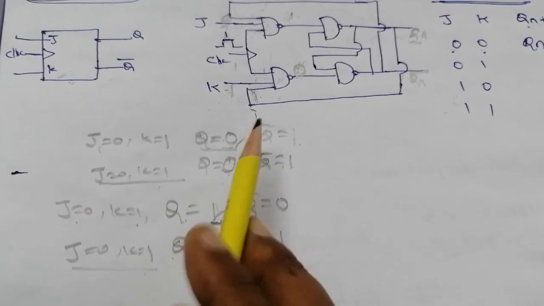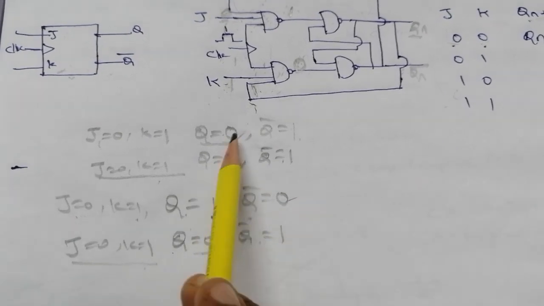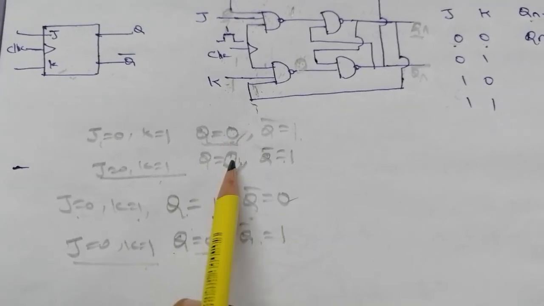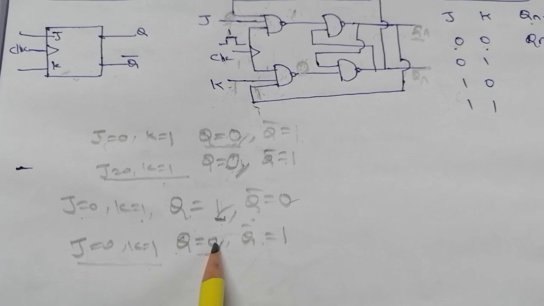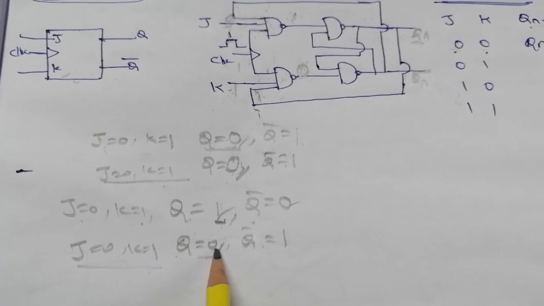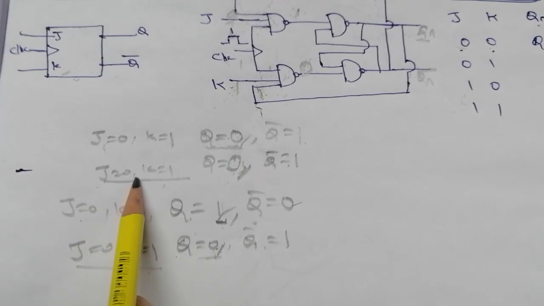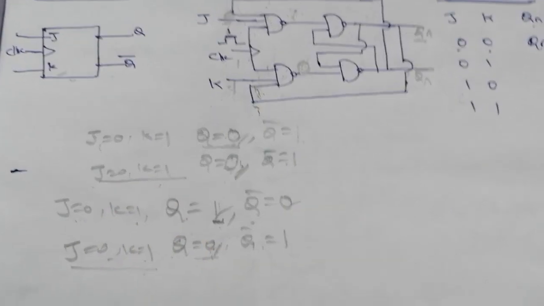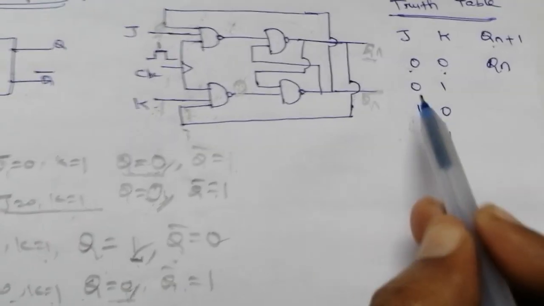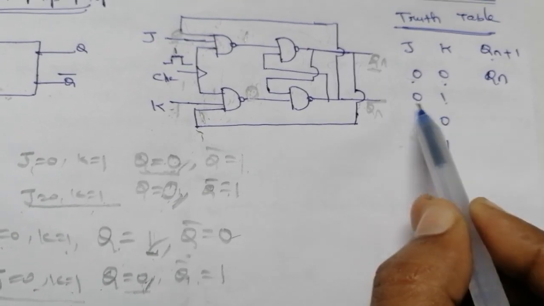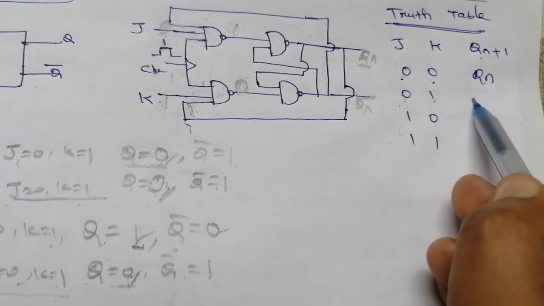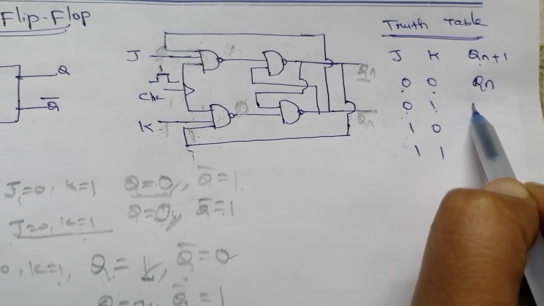Is it clear? In both cases, whether the past output is 0 or 1, our next state will be 0, the reset state, with respect to the input condition 0 and 1. So we can write in a truth table that the 0, 1 combination of input produces the next state, the reset state.